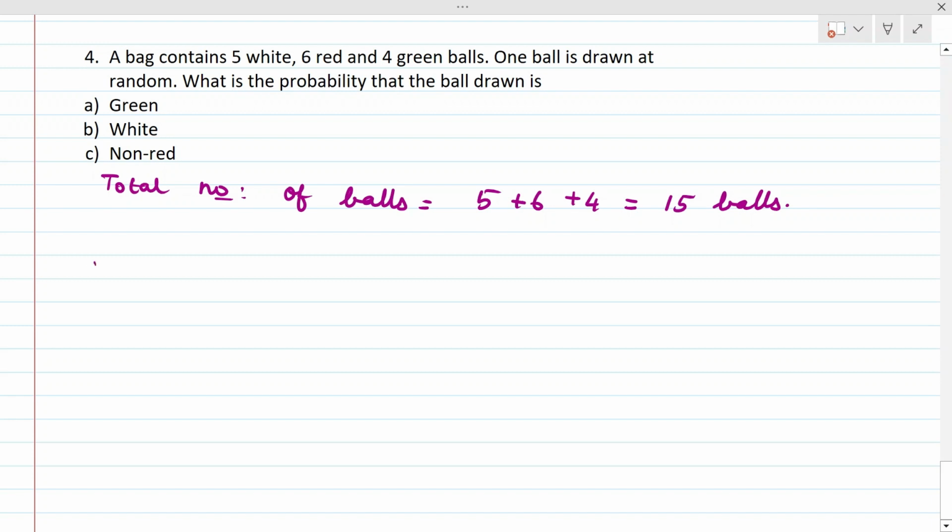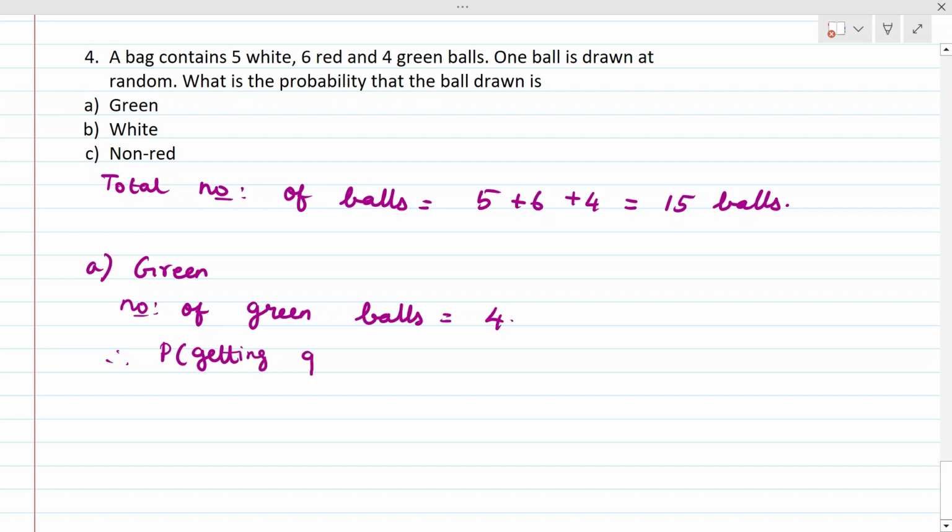Then the first subdivision is green. You know very well, the number of green balls: how many green balls are there? 4 green balls are there. So P of getting green balls is, what is our requirement, 4, divided by the total possible outcomes, 15. So the answer is 4 by 15. That's all.